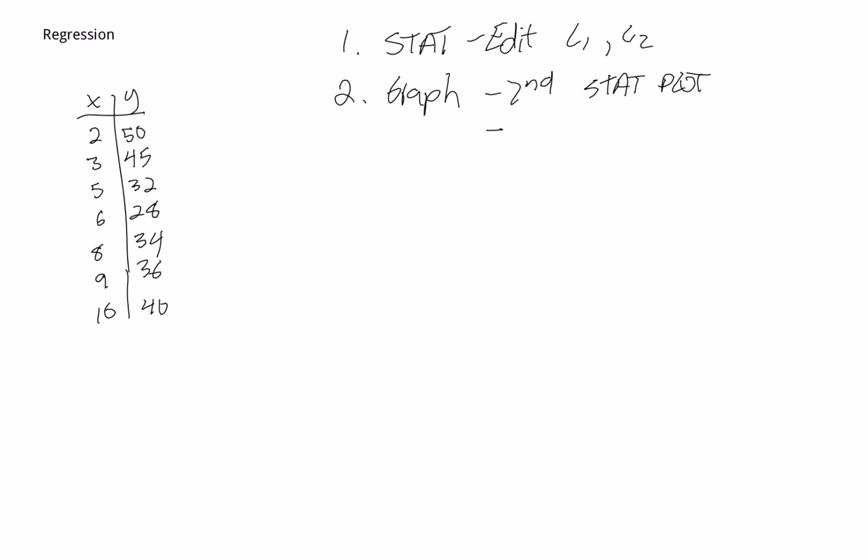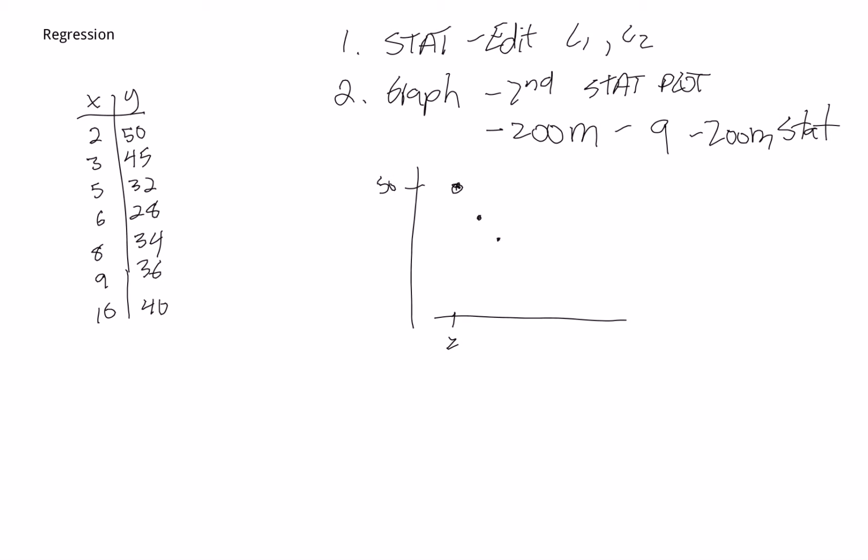So what you want to do is go to zoom and pick number 9, which is zoom stat. What that'll do is draw your graph and plot the points the best that it can. So for this case, if we were to actually plot these points, your graph would show these points that I've got to the left, the 2 and the 50. So that means when x is 2, y is going to be 50, and so on. So it'll just plot all of these points, and it would look maybe something like that. Okay, so your calculator should show little dots or squares for those coordinates.